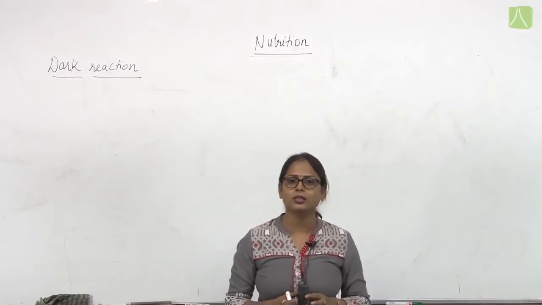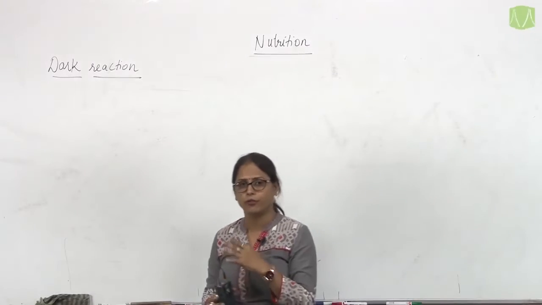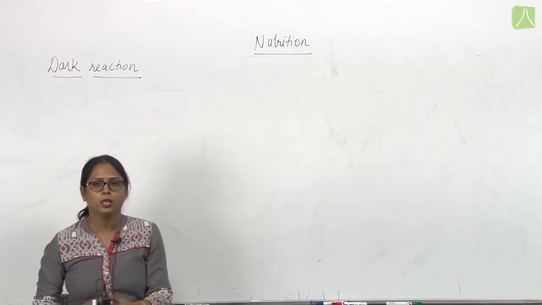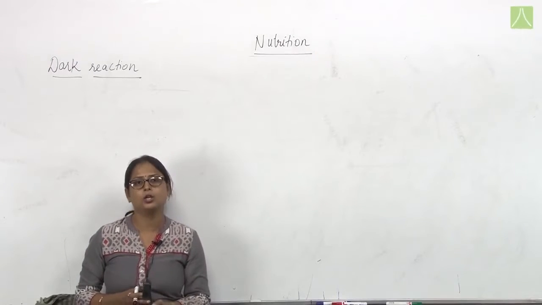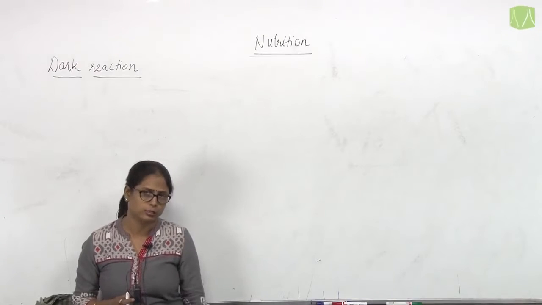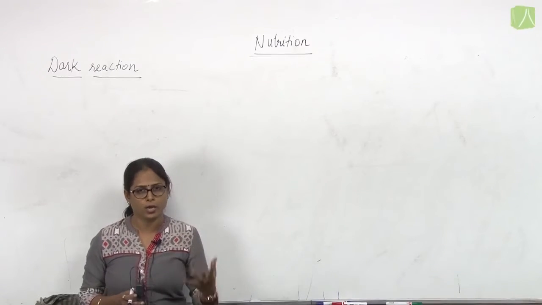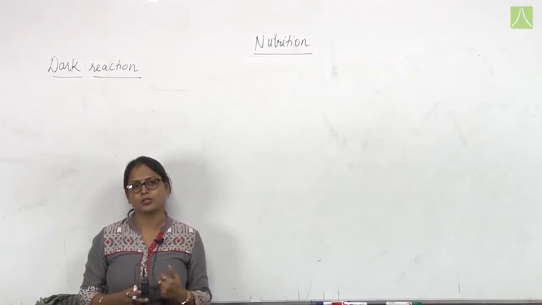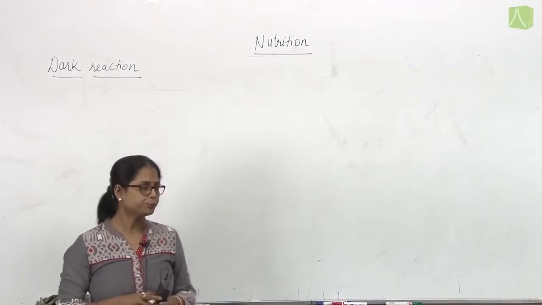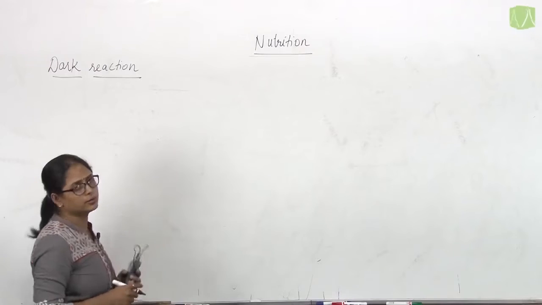The dark reaction is the process where CO2 is reduced, or you can say CO2 is assimilated into the carbohydrate, which is the main product of photosynthesis. The carbohydrate prepared by this process is in the form of glucose or sucrose. Now what exactly happens in the dark reaction?